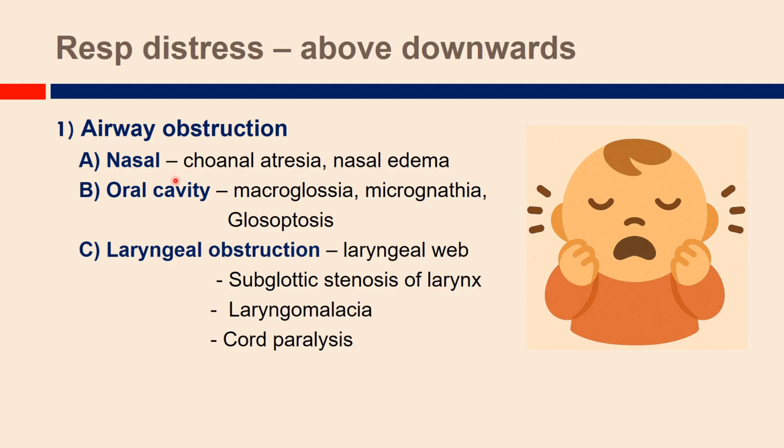In the nasal, if there is a choanal atresia, nasal edema, this can lead to respiratory distress. Oral cavity, macroglossia, that is a large tongue, micrognathia, that is receding chin, glossoptosis, that is falling back of the tongue. Then laryngeal obstructions like laryngeal web, subglottic stenosis of larynx, laryngomalacia and cord paralysis. This is vocal cord paralysis.